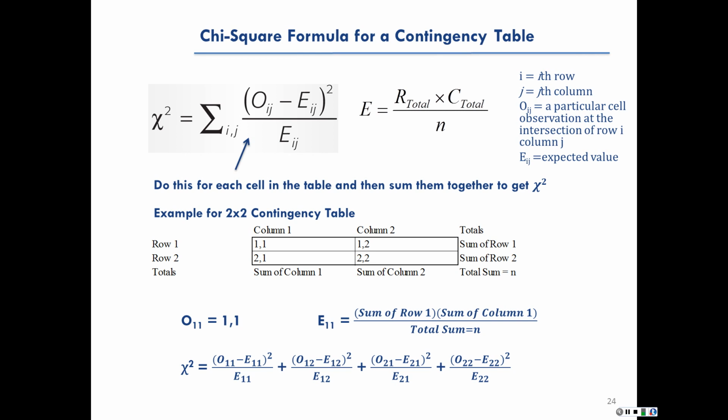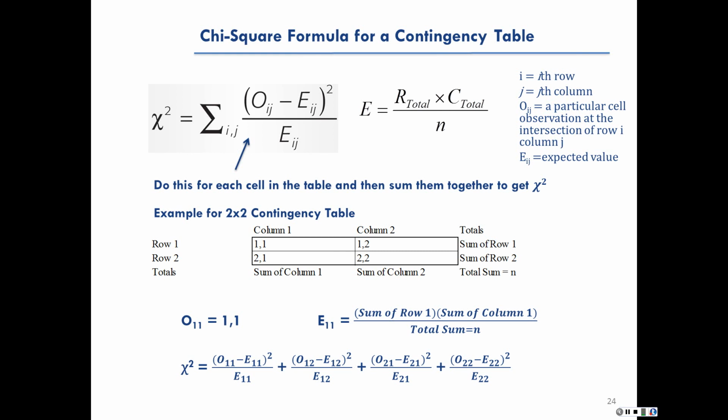So what the formula is doing with the summation sign is it's actually asking you to do, for each cell in the table, what you see there in the numerator and denominator. So you're basically taking for each cell, you're subtracting the expected value from the observed value and squaring it, and then you're dividing it by the expected value again. You're doing that for each cell in the 2x2 table, and then you're summing them together, and that's your chi-square statistic. So if it's a 2x2 table, you would be doing that 4 times and summing it together.